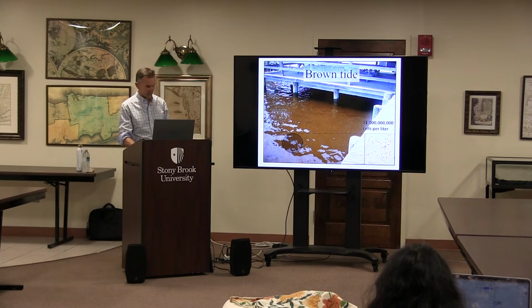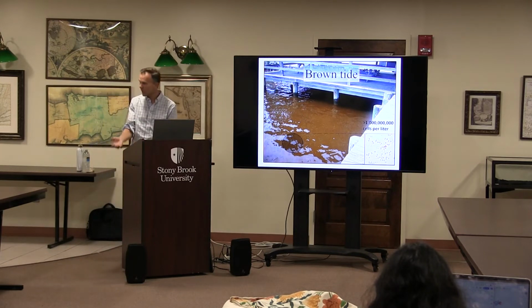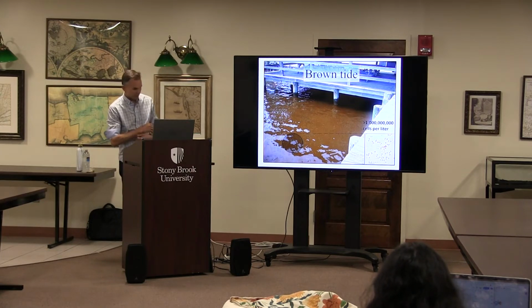But anyway, back to the organism at hand here. This is what a brown tide looks like, and I just said this in my class. If you were to put your hand into the water during a brown tide, as you put it in, you'd see your fingers probably disappear by the time you got to your elbow. It's really, really turbid. That's 1 billion cells per liter, a lot of what they call light attenuation.